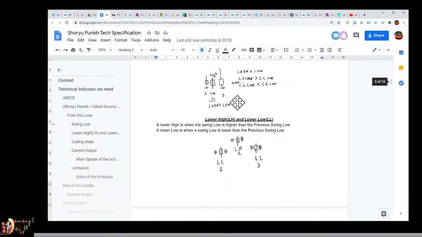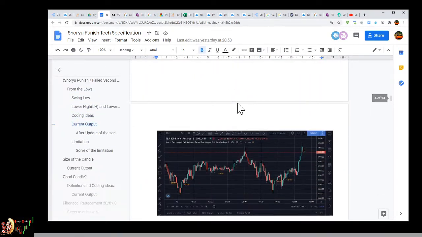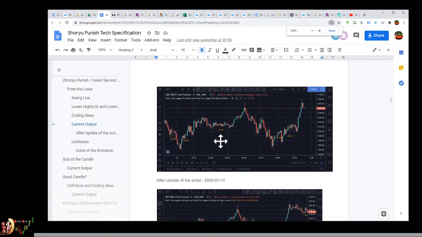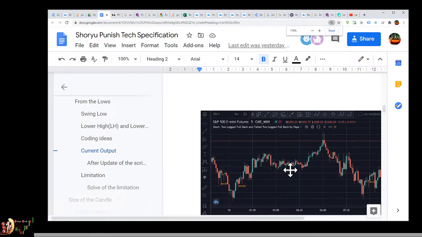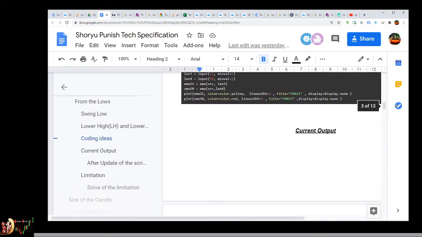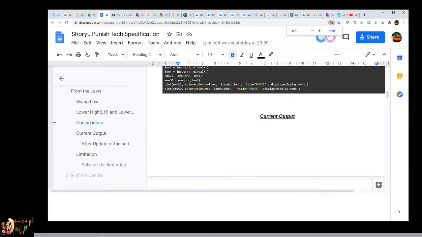If you look inside the doc, my first output had a problem, and the problem was that it was not considering the equal lows. Let's say we have two candles that have equal lows. It was not taking care of this, and same if we have 3 equal lows, 4 equal lows, and so on. Patrick from Discord, not me, reported this.